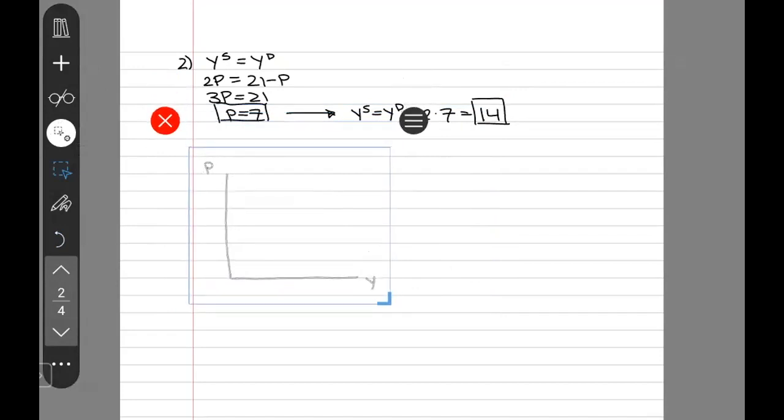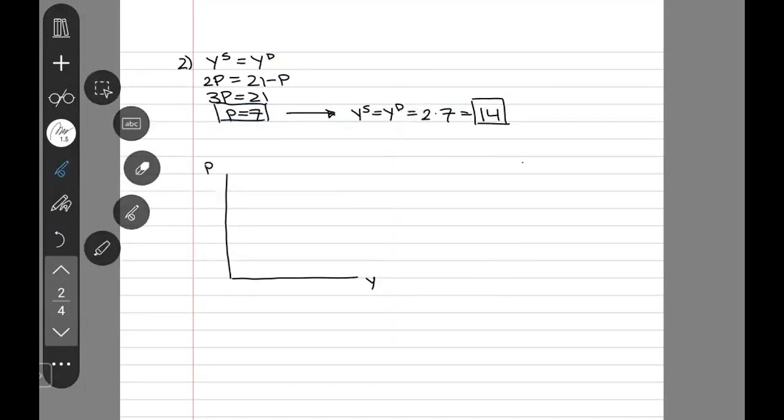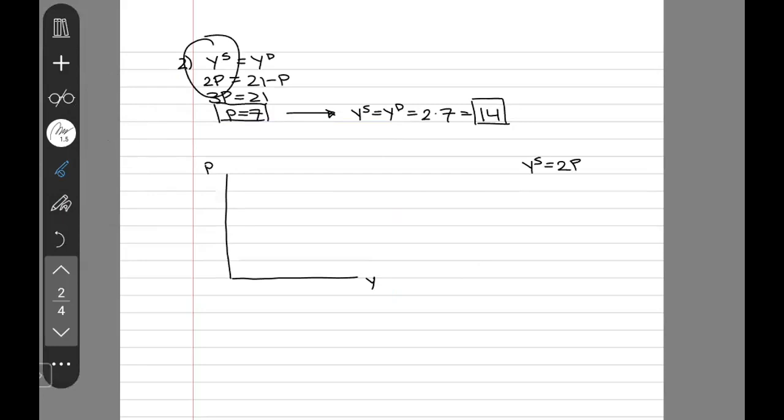So we had that supply was equal to 2p. I'm just copying this from over here. So if we solve for p, we get y over 2. So that's just like saying a half y. So that's just a straight line. That's not very steep. So something like this.